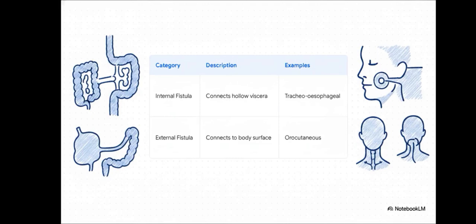External fistulas, though, bring those internal problems right out to the skin's surface. We're talking about things like an orocutaneous fistula, connecting the mouth cavity to the cheek skin, or congenital ones you might have heard of, like branchial and thyroglossal fistulas.